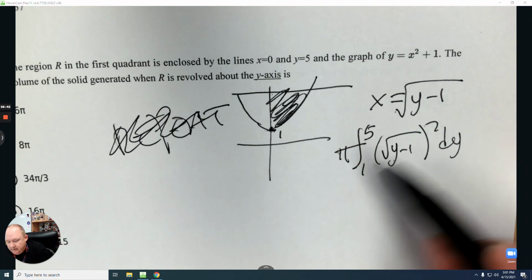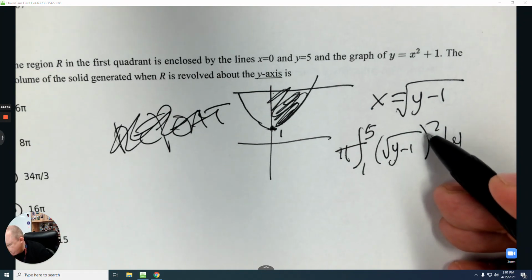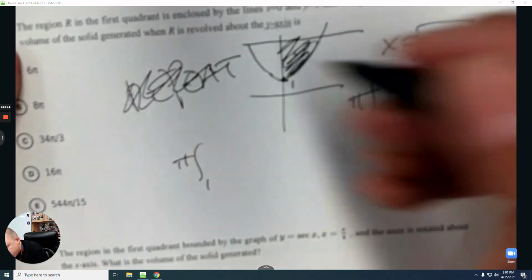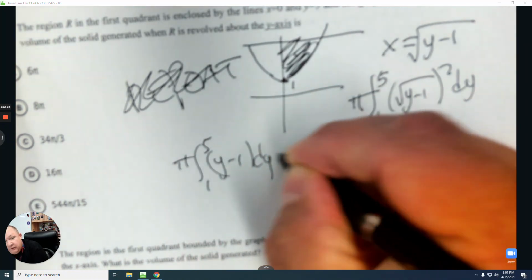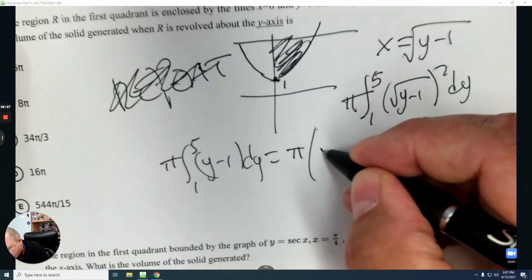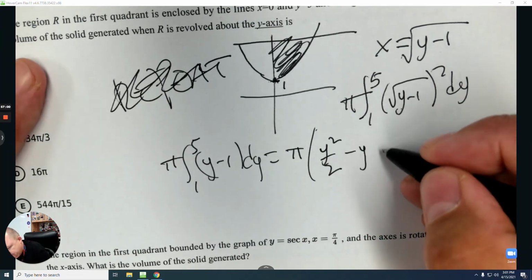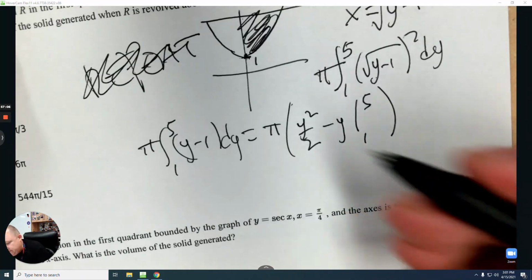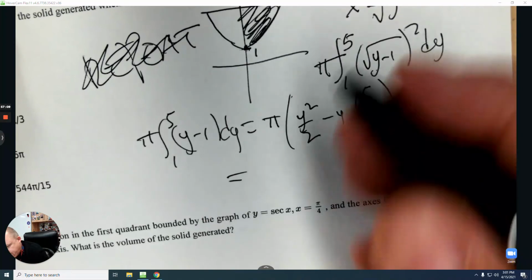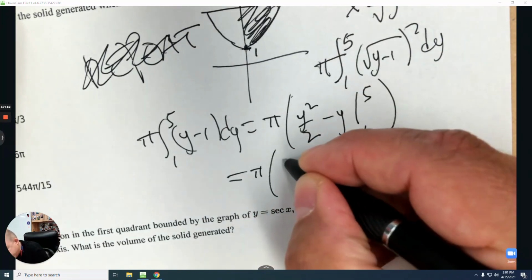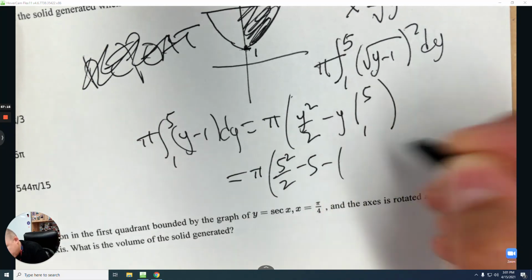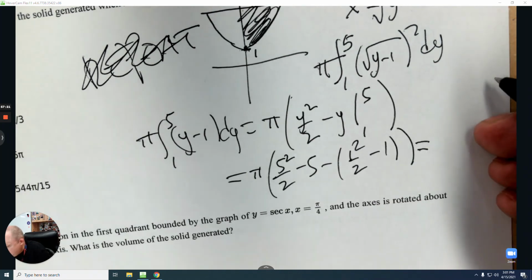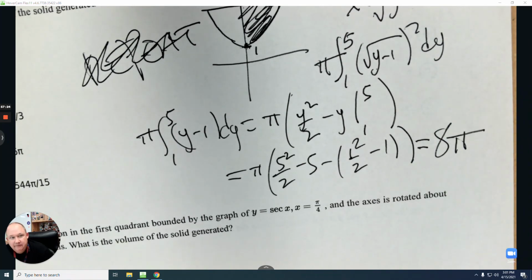So it's pi r squared, and that's what you would solve. So square root and square undo each other. You have y minus 1. Integrate y minus 1, so add 1 to the exponent and divide. Negative 1 is negative y. And then substitute in. And if you simplify it, you get the answer 8 pi, believe it or not.